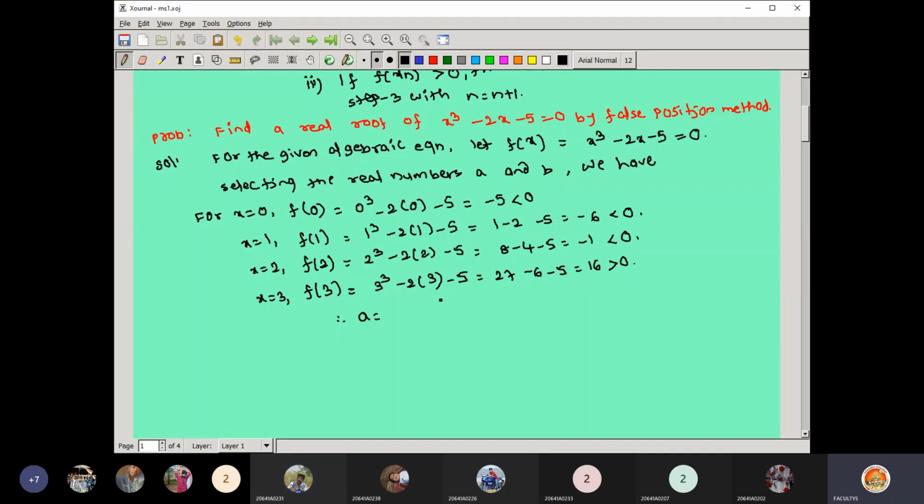For the a value, you take the last value where you got the negative. Negative value you got at x equal to 2. So you write down a equal to 2. For the b value, where you got positive, that value you substitute, it is b equal to 3.